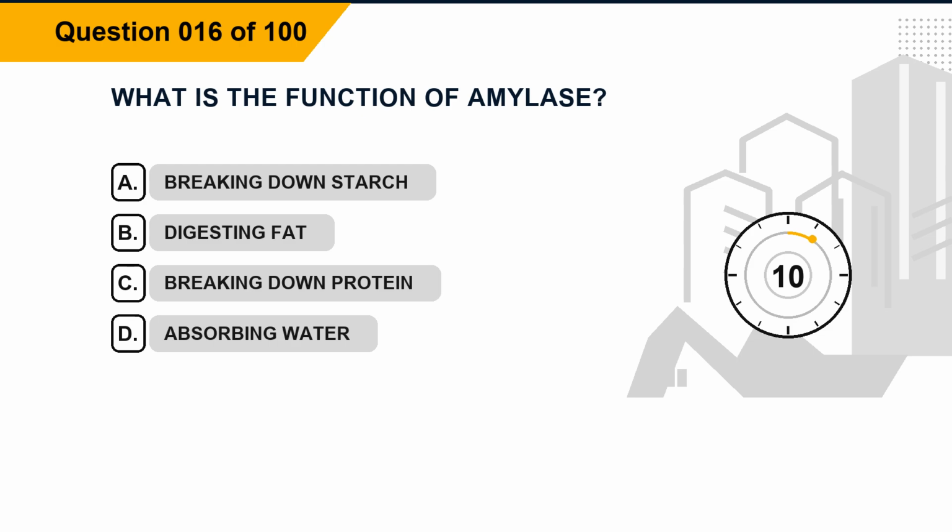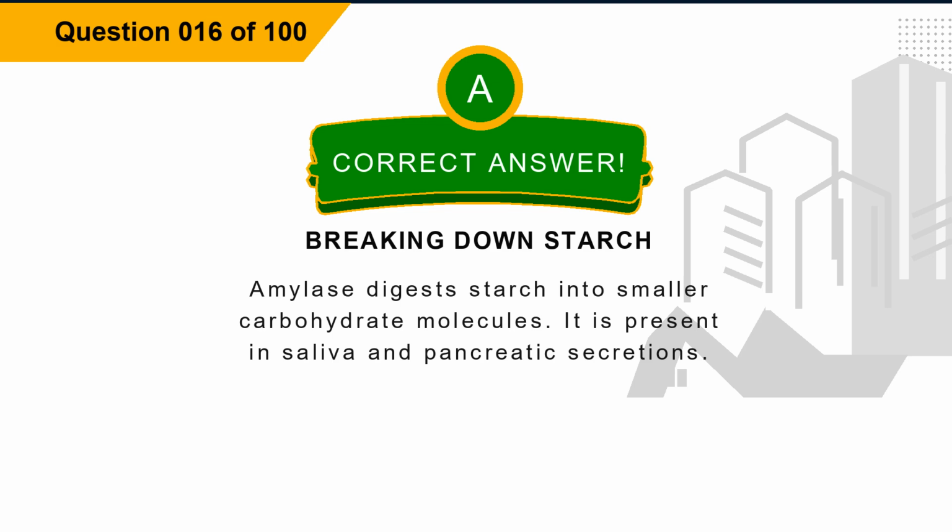Question 16. What is the function of amylase? Option A. Breaking down starch. Option B. Digesting fat. Option C. Breaking down protein. Option D. Absorbing water. The correct answer is option A. Breaking down starch. Explanation. Amylase digests starch into smaller carbohydrate molecules. It is present in saliva and pancreatic secretions.